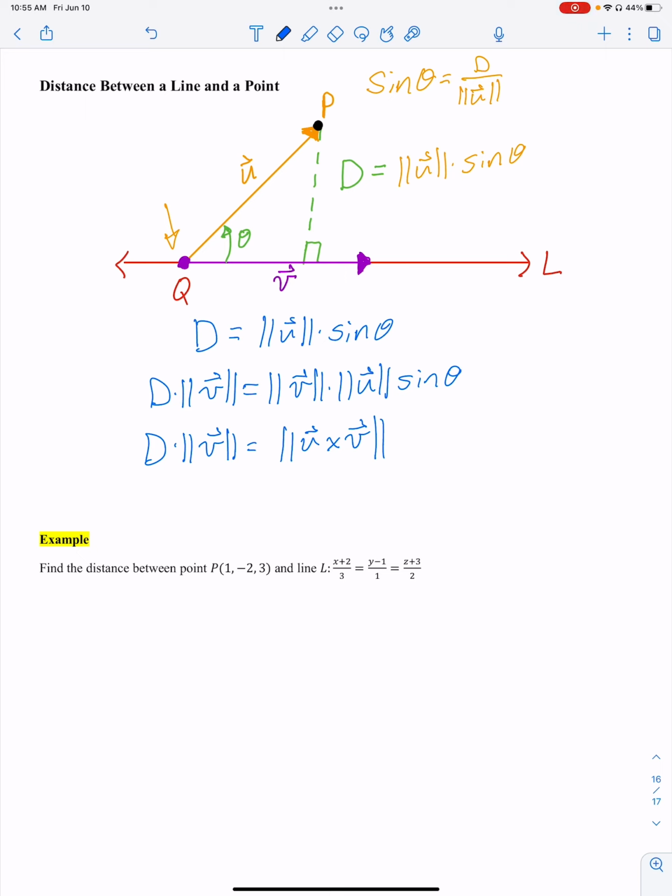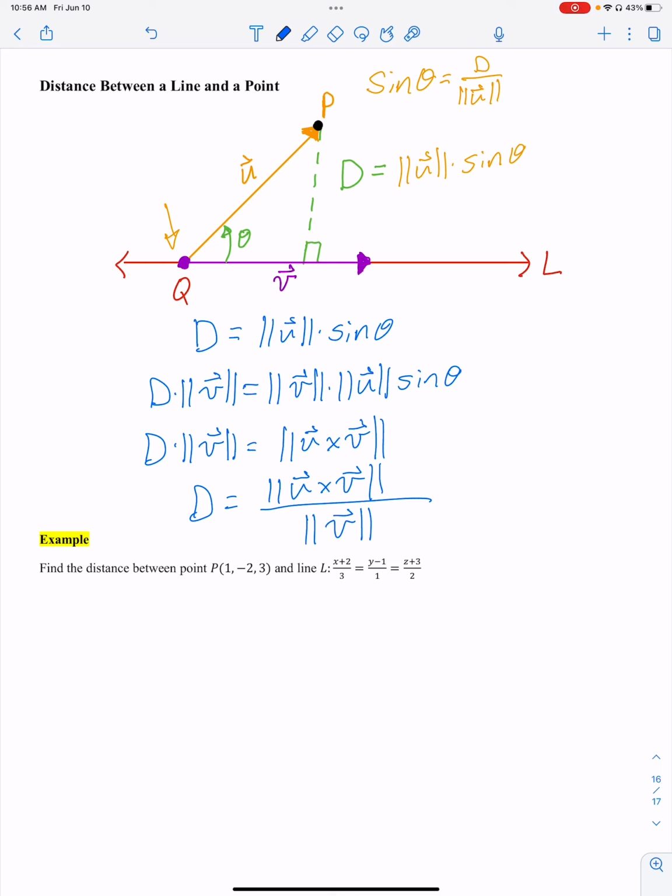The sine goes away because that's all that's equal to that, which means that the distance between a point and a line would be the magnitude of the cross product divided by the magnitude of vector V. Now, V is the direction of the line, while U is the vector from a point on the line to the point we're trying to find.